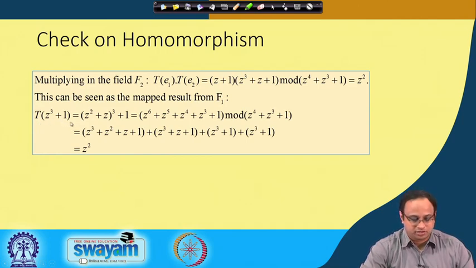So, let us verify that. If I want to map Z cube plus 1, my process is I will again replace Z by Z square plus Z. So, I will calculate Z square plus Z whole cube plus 1, and if I expand this, I will get Z to the power of 6 plus Z to the power of 5 plus Z to the power of 4 plus Z cube plus 1. And then remember, in this field F2 I will do mod of Z power of 4 plus Z cube plus 1. If I replace this term by term, you can verify that the result is indeed equal to Z square. So, it indeed satisfies the property of homomorphism.